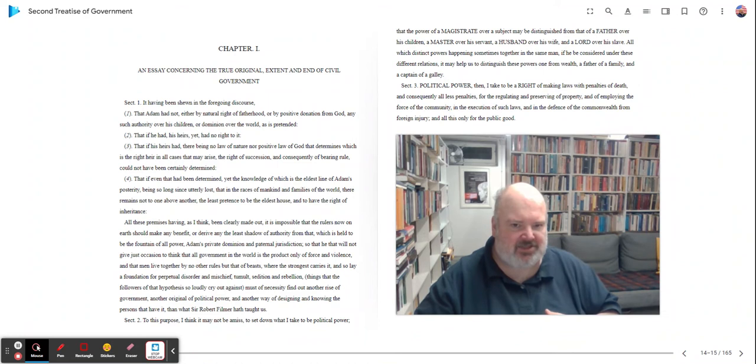All which distinct power happens to some another of the same man, if he is considered under these different relations, may have helped to distinguish those in power from the wealth, a father of a family, a captain of a galley.